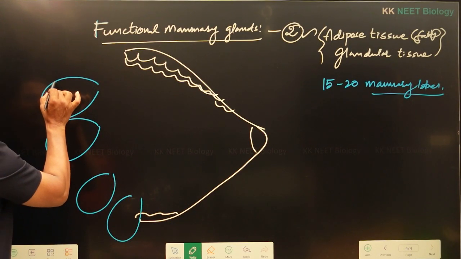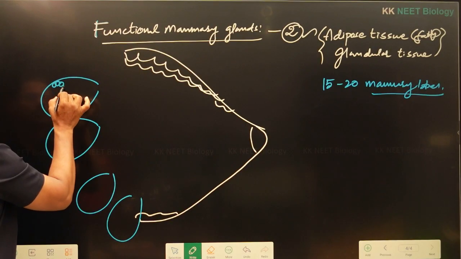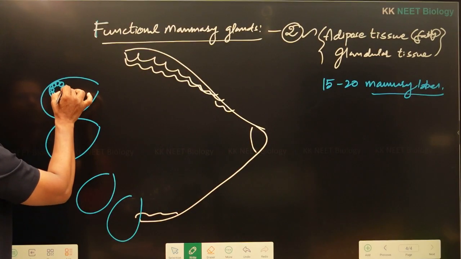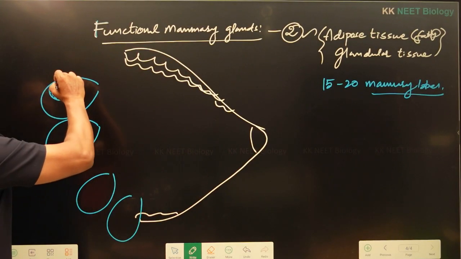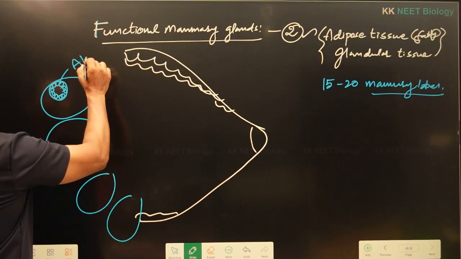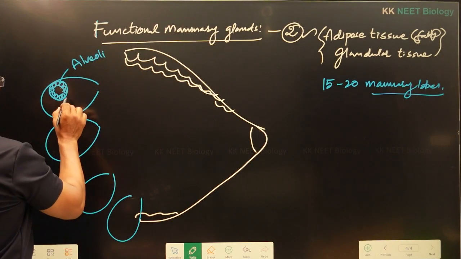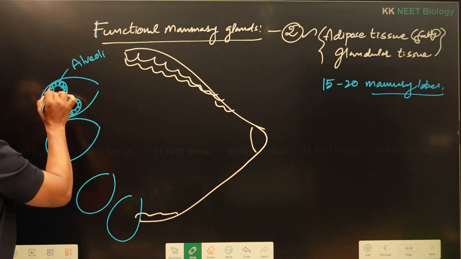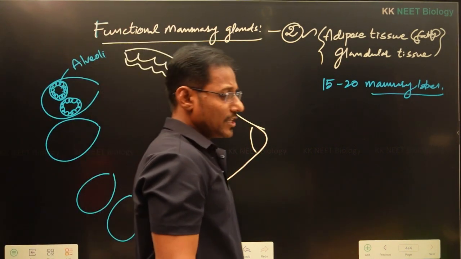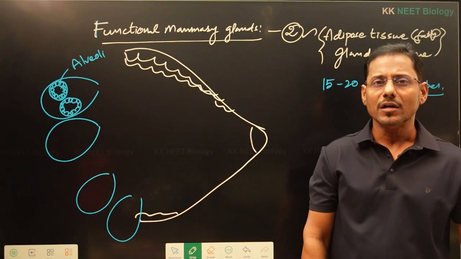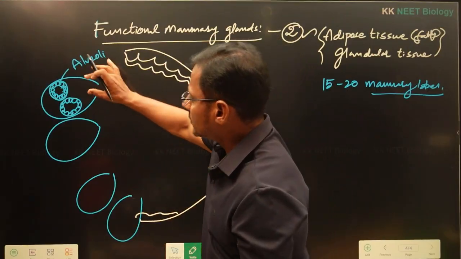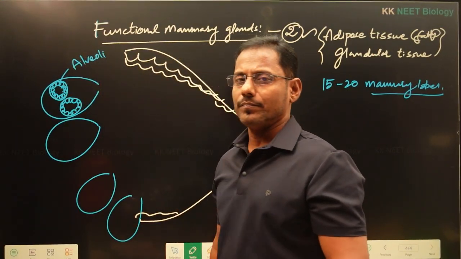There is specialized glandular tissue present in every lobe. These glandular cells are known as alveoli. This is one alveolus and this is one alveolus. These are the alveolar cells. Mind it, alveolar cells are different from the alveolar lumen. The alveolar lumen is different from the alveolar cell.